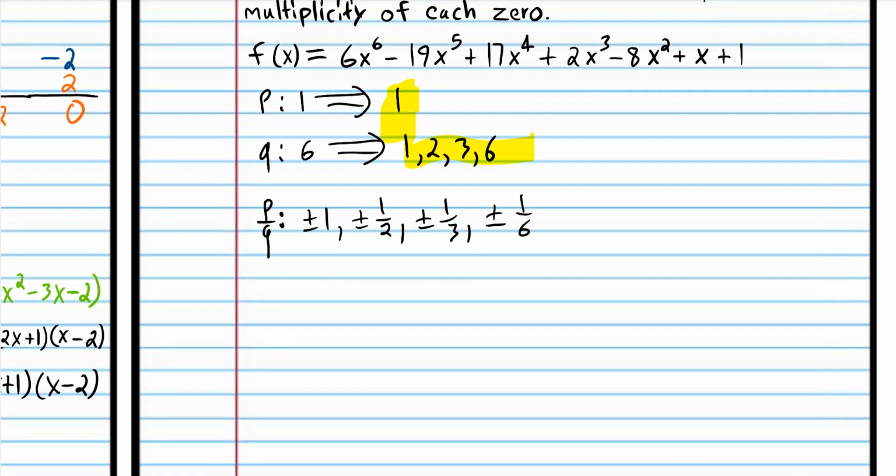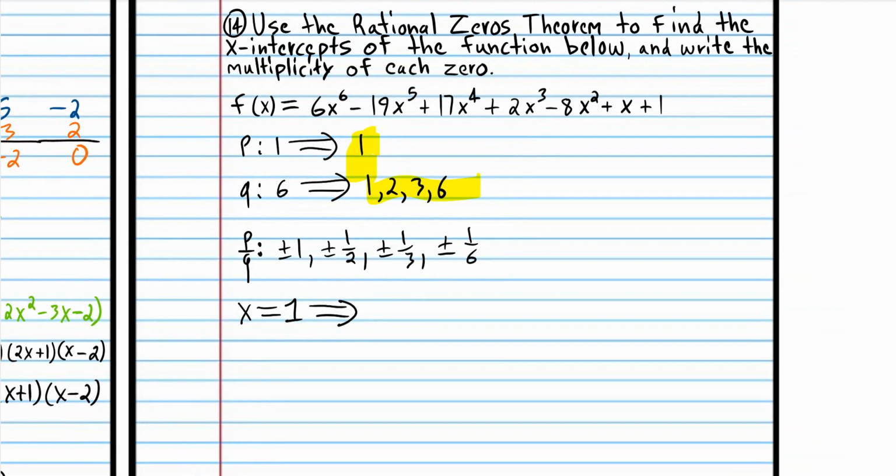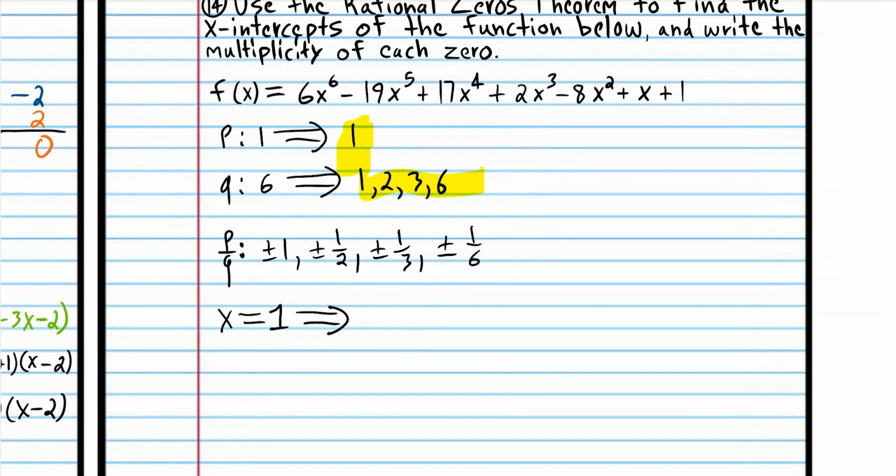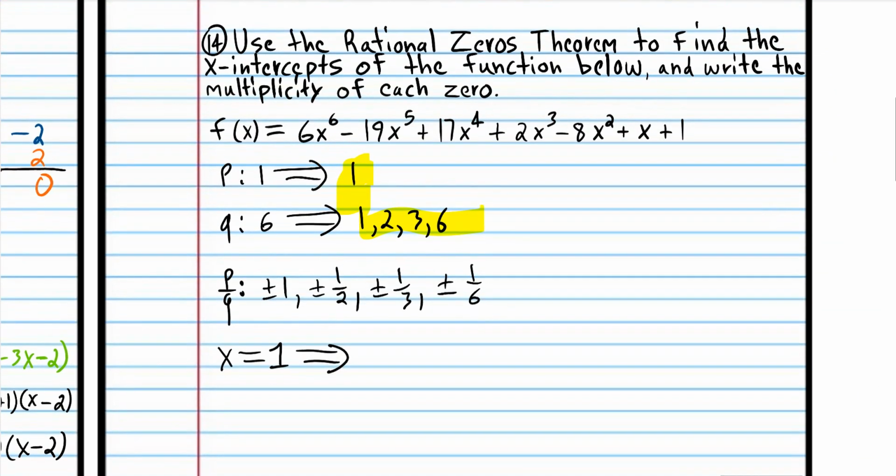So hopefully we don't have to deal with these fractions. So we're just going to try plugging in 1. And we'll see what we get. So we have 6 minus 19, which is negative 13, plus 17, which is 4, plus 2, which is 6, minus 8, which is negative 2, plus 1, which is negative 1, plus 1 is 0. So that actually works.